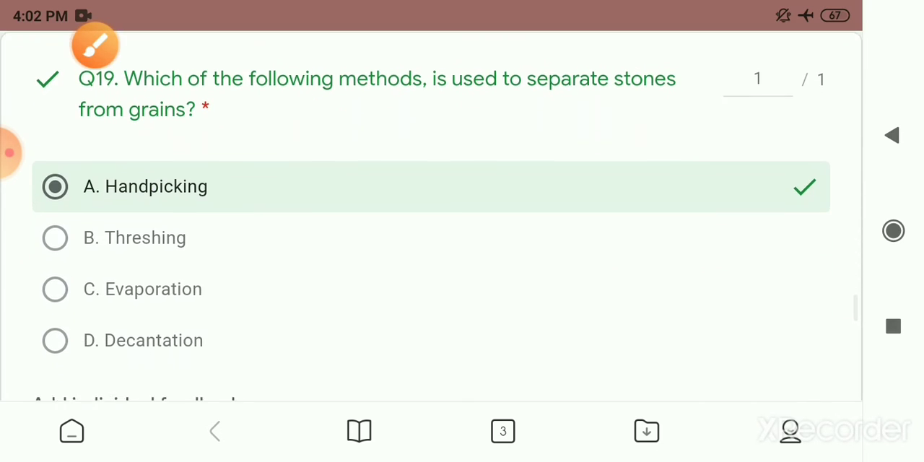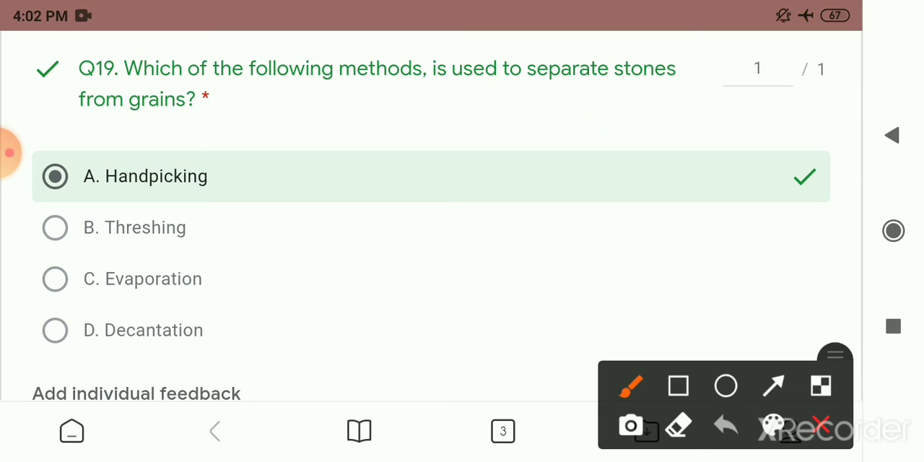The next is 19th number. Which of the following methods is used to separate stones from grains? How can we separate stones from the grains? The options are hand picking, threshing, evaporation and decantation. So here your answer is option A, that is hand picking. The stones are of around equal size of the grain, so that's why we have to pick them from the grains. For that we are using the hand picking method, or we are using our hands to pick these stones from the grains. So your answer is option A, hand picking.